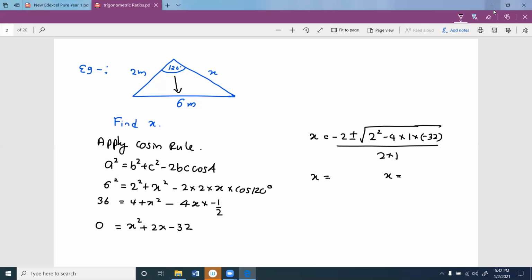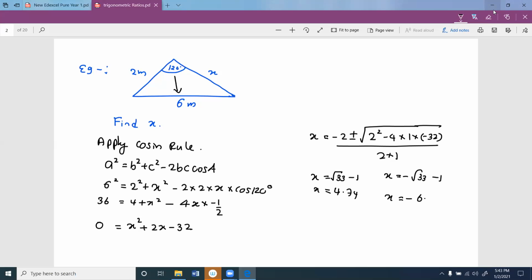It is 1, 2 and minus 32, but make sure you put the correct answer into the question. So one answer is minus 1 plus root 33, the other is root 33 minus 1. The answer is, when you put this in, 4.74. Right, x equals 4.74. The other answer is minus 1 minus root 33, minus root 33 minus 1. So x becomes minus 6.74.